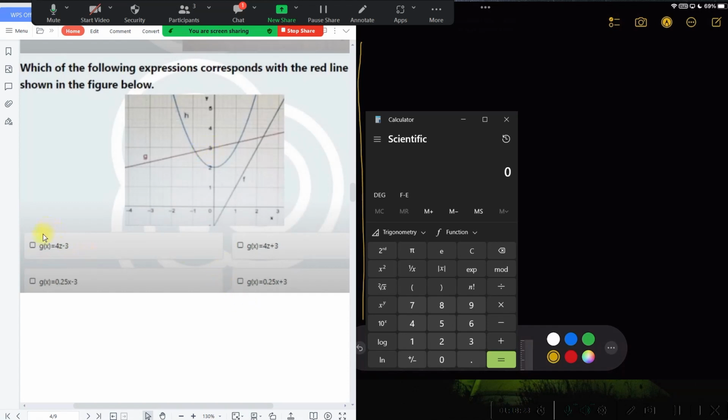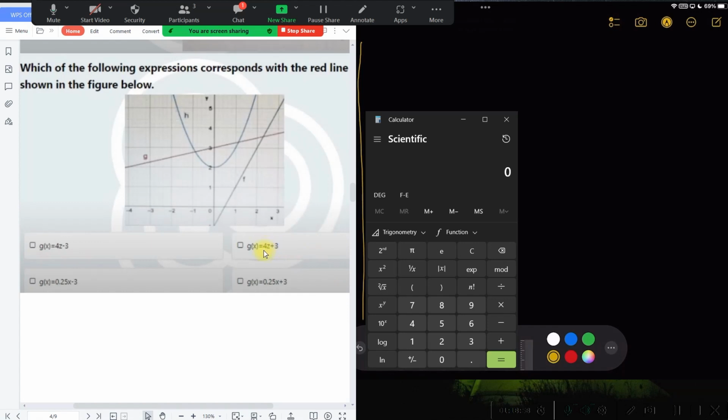So we can eliminate the first two already. We have two options left here. And then one more thing we can do is to try the value of x equal to minus 4 to see if g(x) will be 2. We try the point minus 4 and 2, to see if it's applicable to each of them.